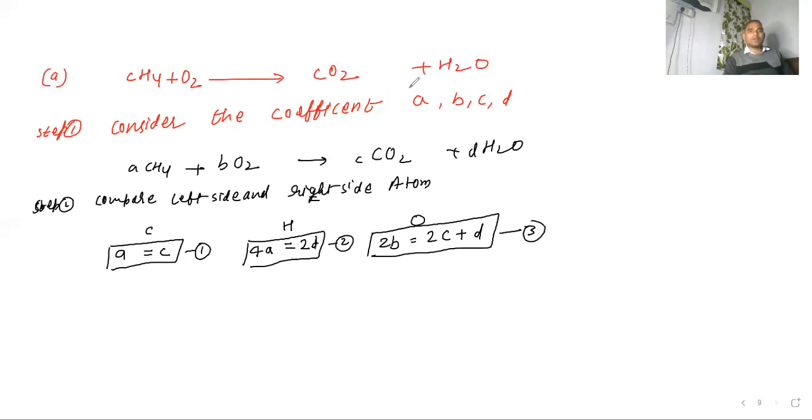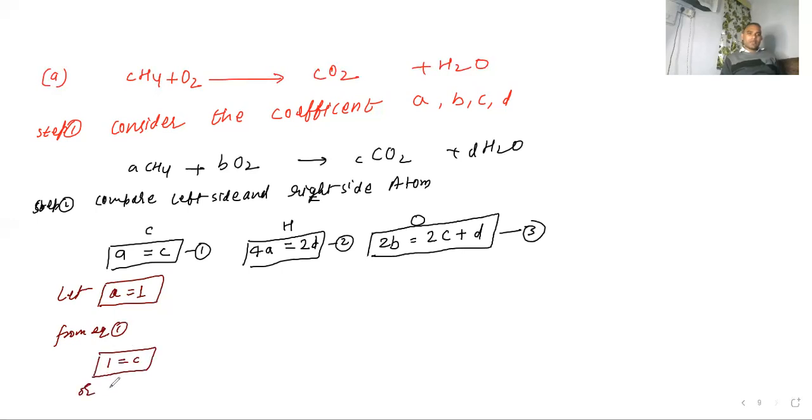Now simply, I told you, let A is equal to 1. You have to consider any one of them, consider 1. So if A is equal to 1, from equation 1, what is this going to give? 1 is equal to C, or C is equal to 1. Yes, C is equal to 1. Okay. Now from equation number 2, the A value you already got is 1.